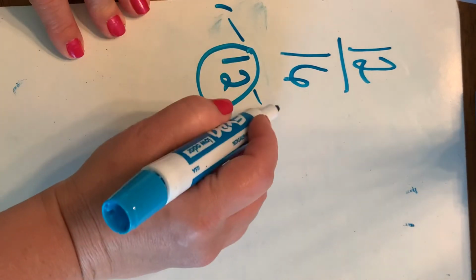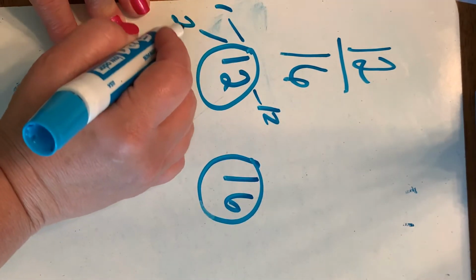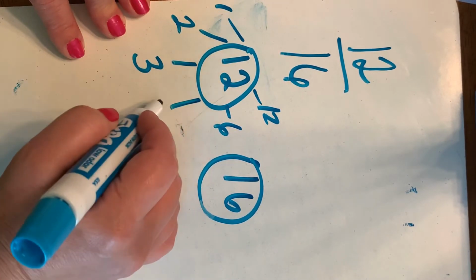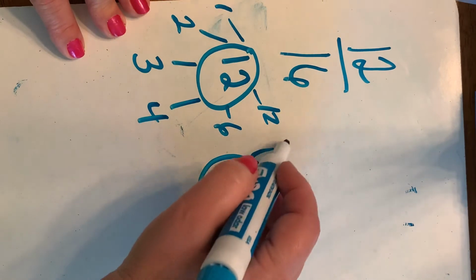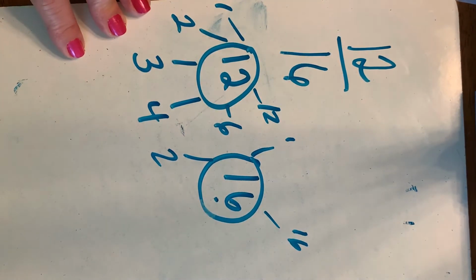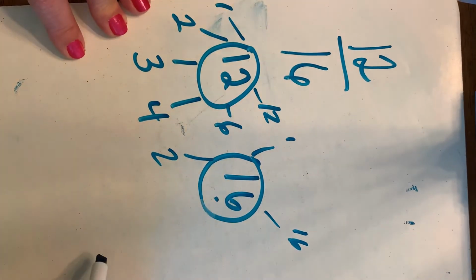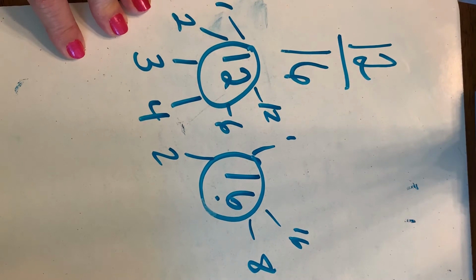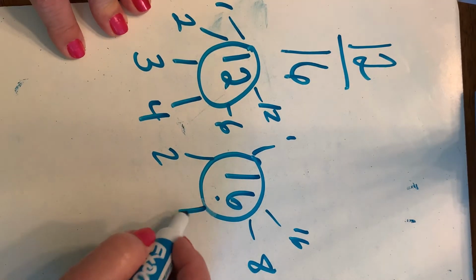So 1 times 12, of course. Will 2 go into 12? Yep. 2 times 6, 3. Yep. And we're finished with that. So now we have to do 1 times 16. Will 2 go into 16? It's got an even number, so yes. Anytime a number ends with an even number, 2 will go into it. Will 3 go into 16? No. Will 4 go into 16?